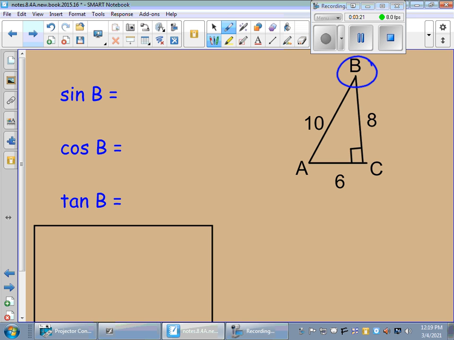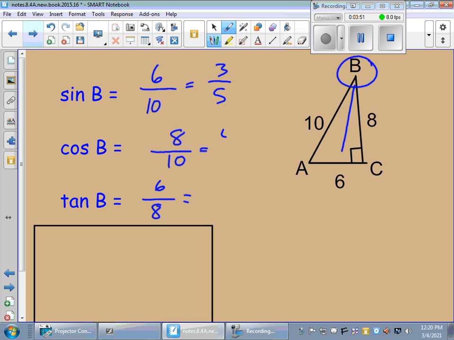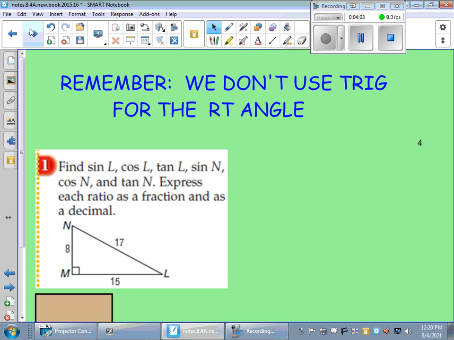So remember SOHCAHTOA. Sine is opposite, so we go opposite 6 over the hypotenuse, which is 10. We can reduce those later. Cosine, SOHCAH, is adjacent. Adjacent is 8 over hypotenuse, which is 10. And the tangent, SOHCAHTOA, TOA, is opposite over adjacent, that's 6 over 8. And again, you should be reducing all these: 3 over 5, 4 over 5, and 3 over 4. So again, we are showing a ratio of numbers based on an angle.